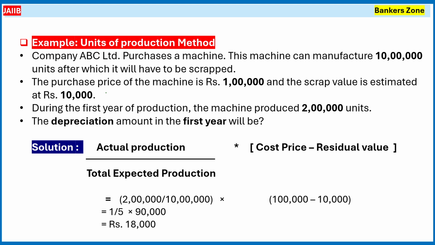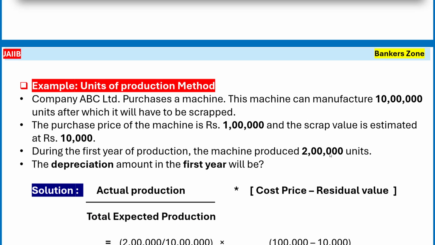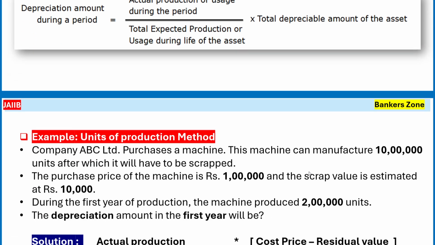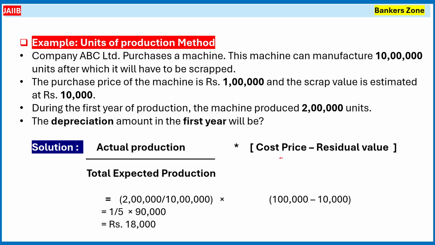Now we have a simple formula. What is the actual production done? Then divide it by the total expected production and multiply by the total depreciable amount. Okay, how to calculate the total depreciable amount? Simply the cost price minus salvage value, you will get the depreciable amount.